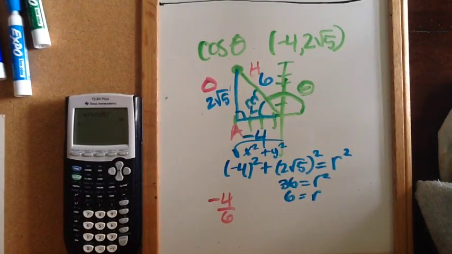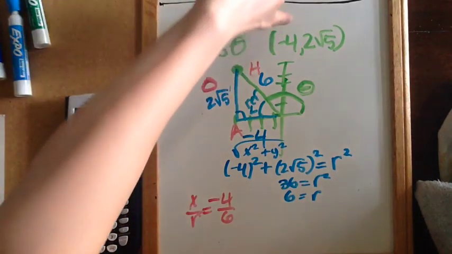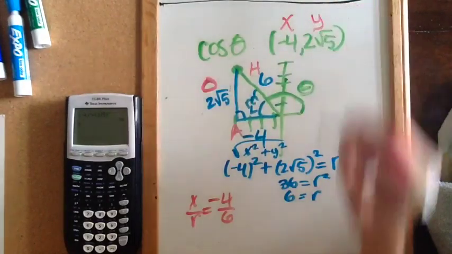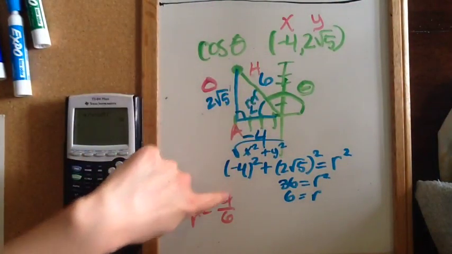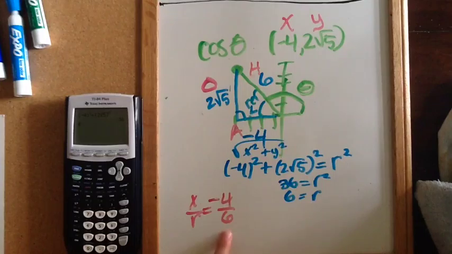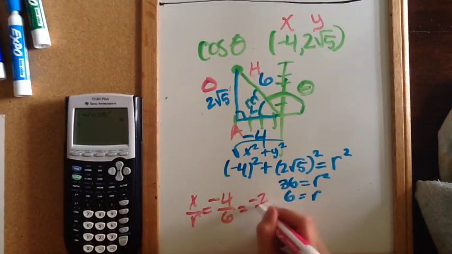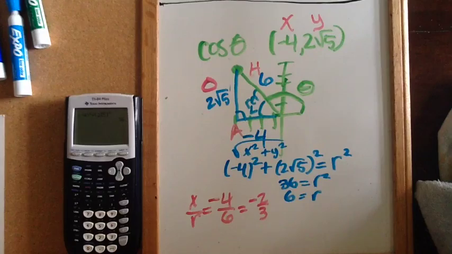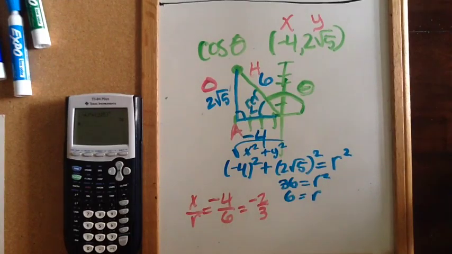Or remember that the cosine was the x value over the r value. Well, x is this point. Remember, this is x comma y, so x is negative 4. And then the radius that we just found here is the 6, which we can reduce to negative 2/3. Okay? So that's how you find a trigonometric ratio when you are given a point that's on the terminal side. Okay, so let's try another one.